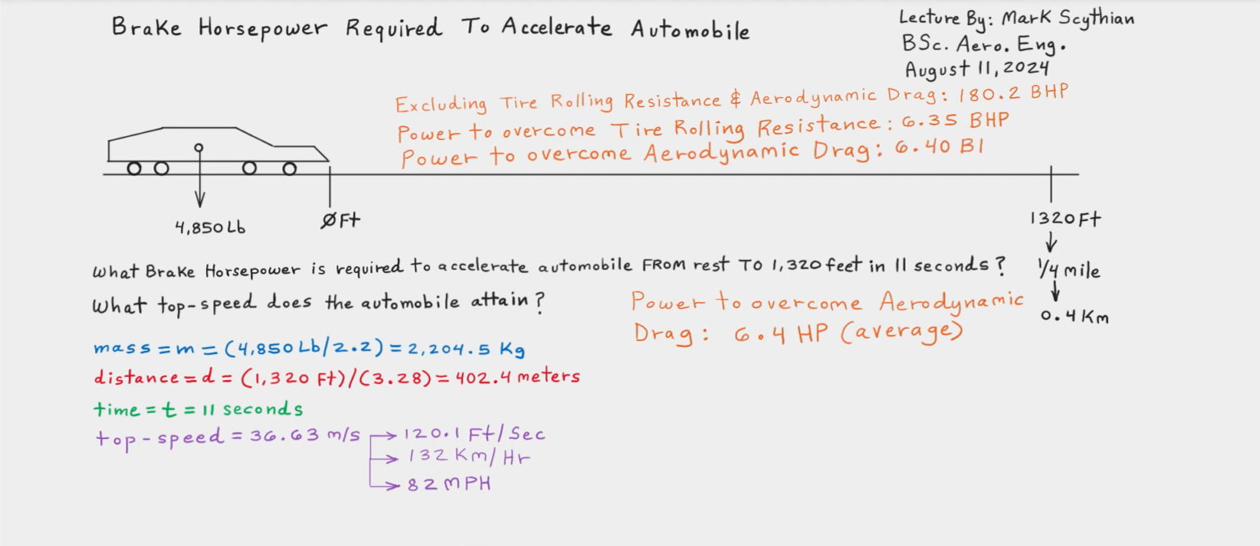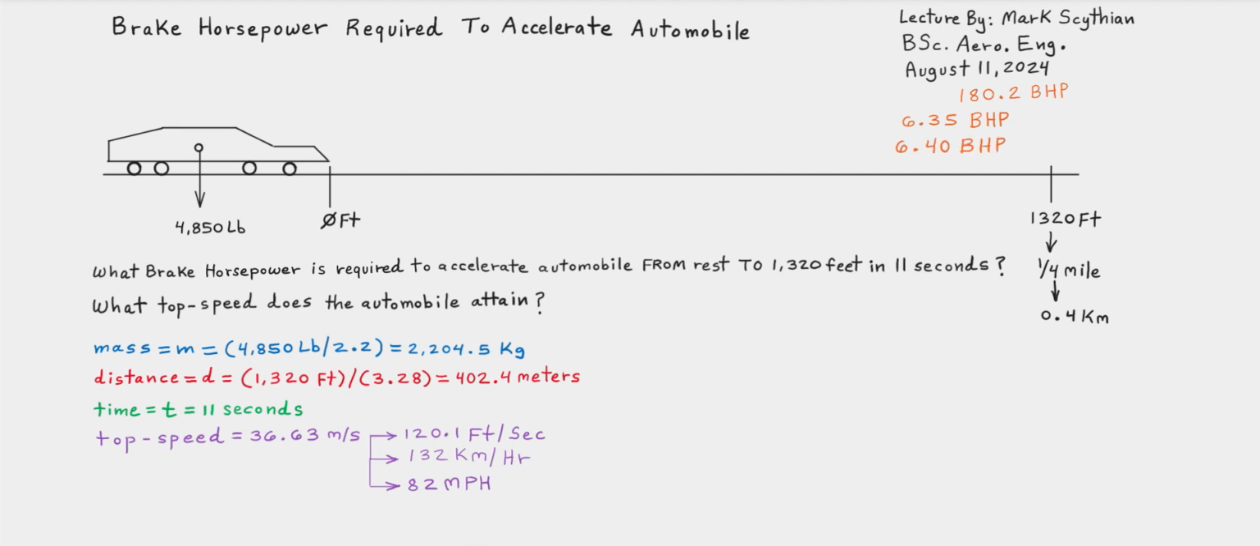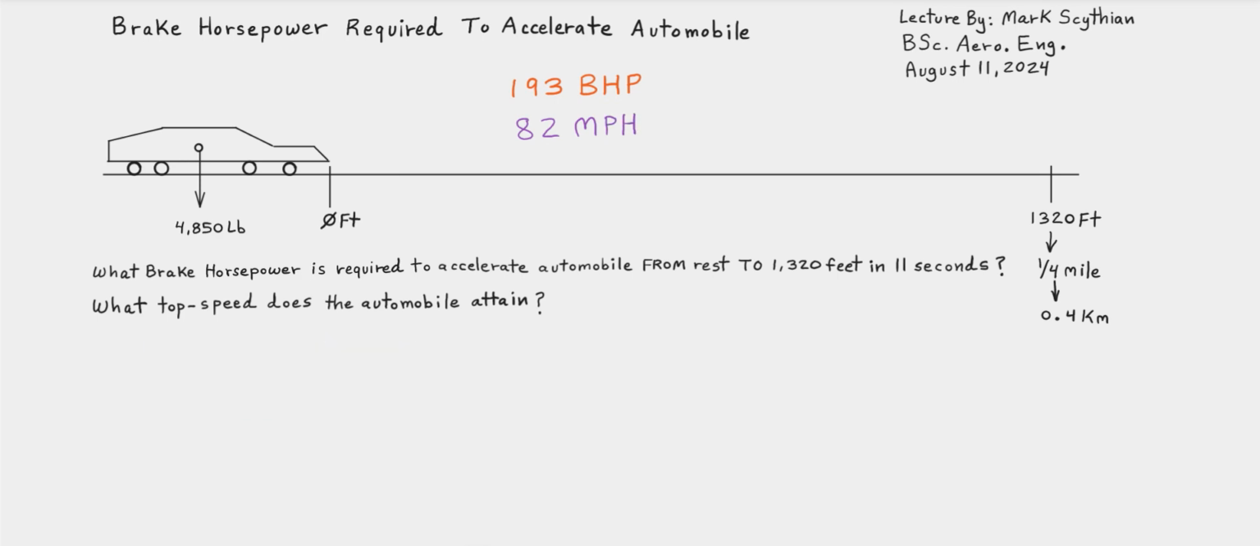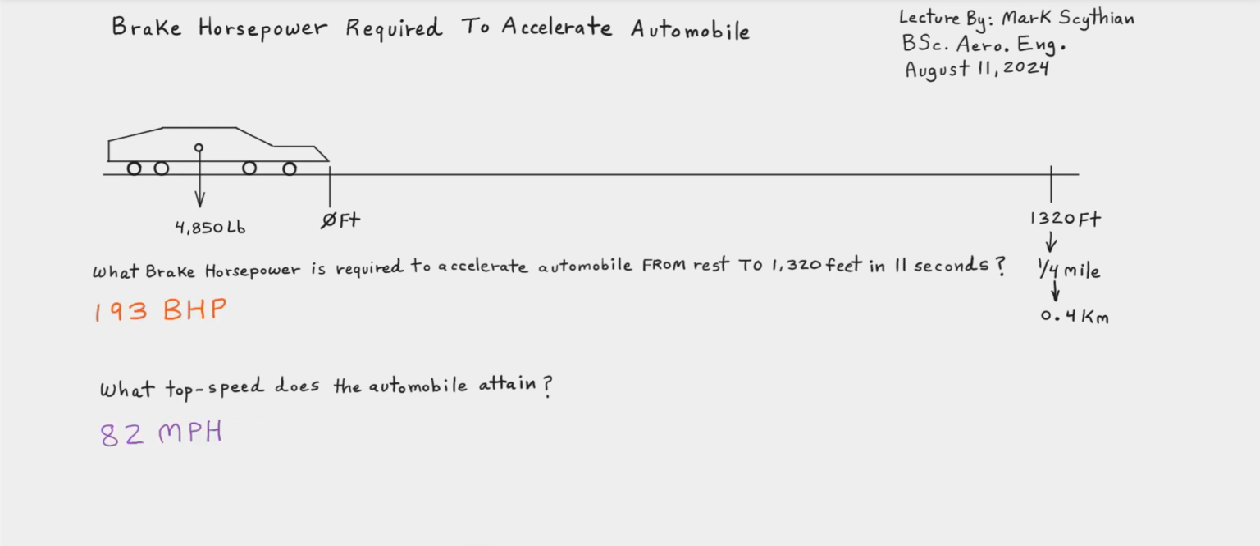So when we add all three of these values up, we compute 193 brake horsepower is required to accelerate the given automobile over the quarter mile acceleration time limit.